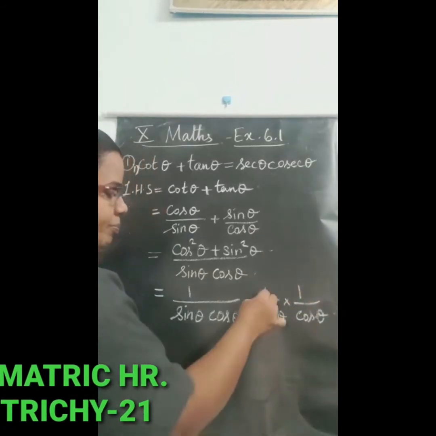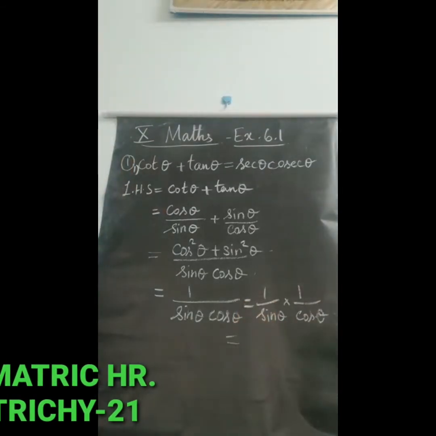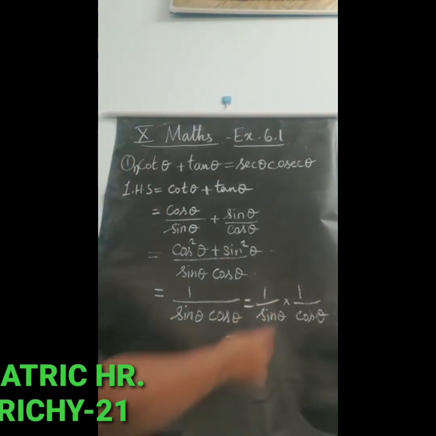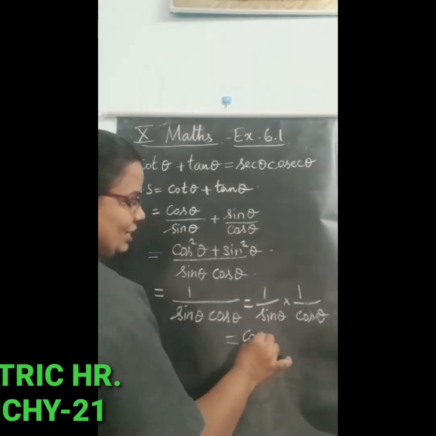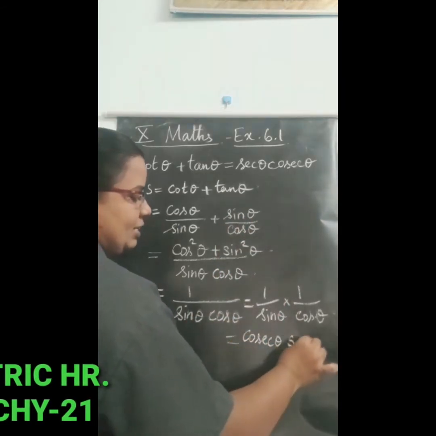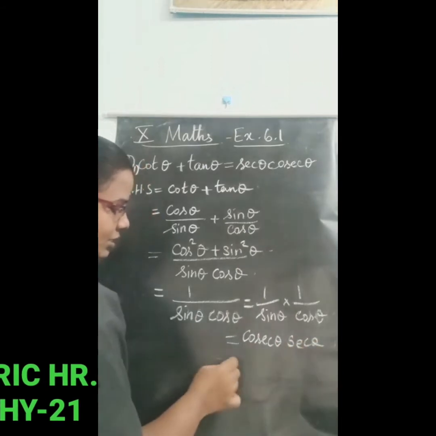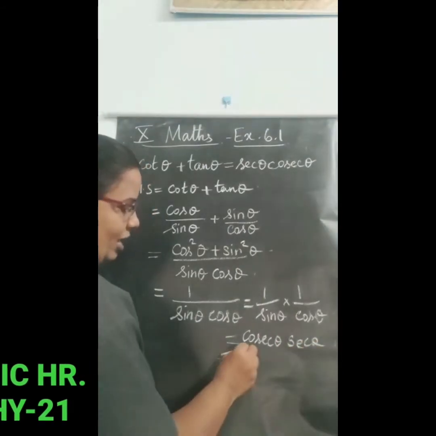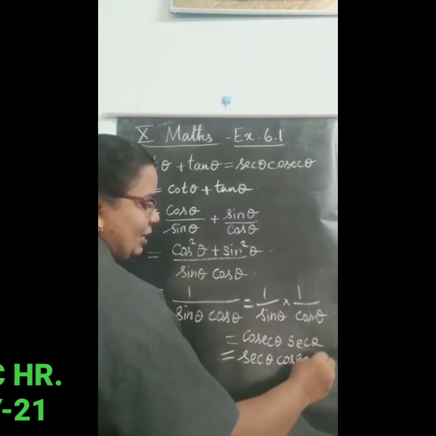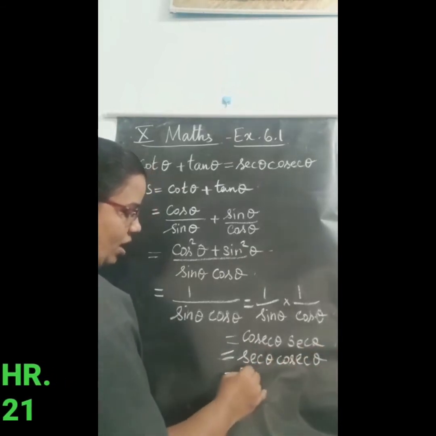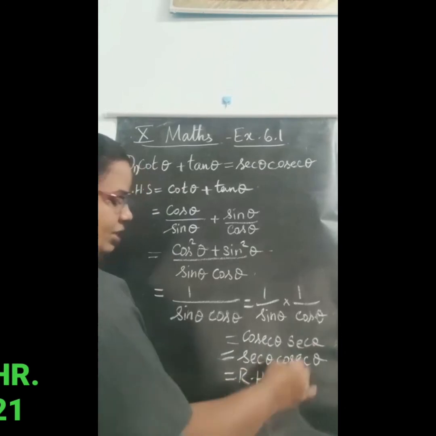So what is 1 by sin theta? That is cosecant theta, and what is 1 by cos theta? Secant theta. So cosecant theta secant theta. So that is equal to, you have to change it to secant theta cosecant theta, that is equal to RHS. Hence proved.